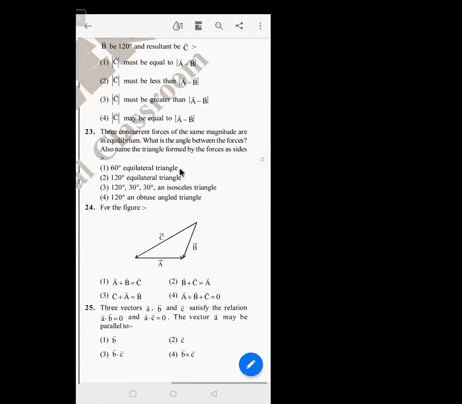23rd, three concurrent forces of same magnitude are in equilibrium. What is the angle between the forces? Also name the triangle formed by the forces as the sides. So what answer will you write for 23, beta?